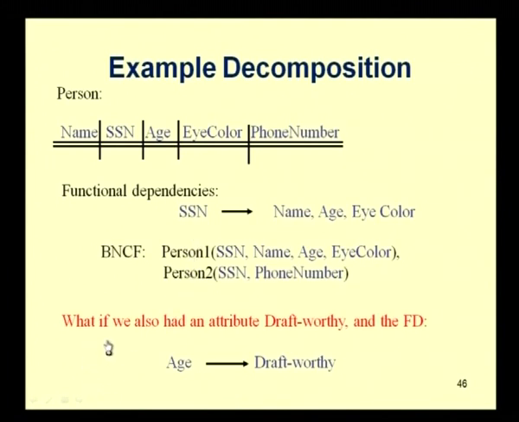So, in essence what we are doing is, if you also had an attribute draft worthy and the FD age determines draft worthy, then that will also come as another relation.